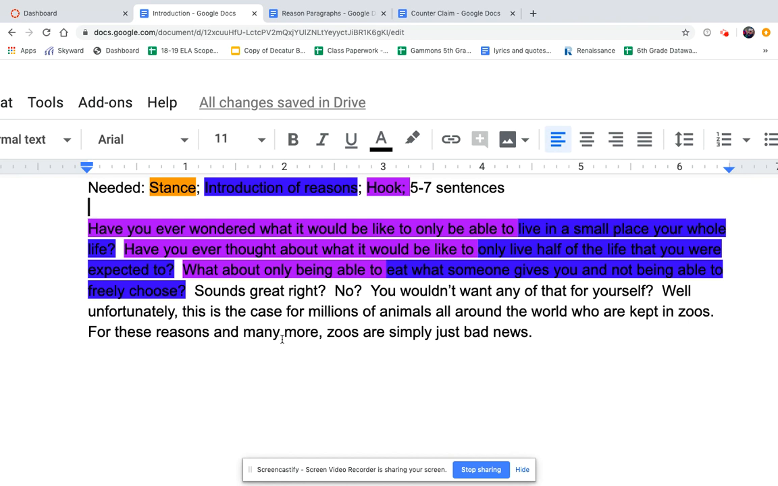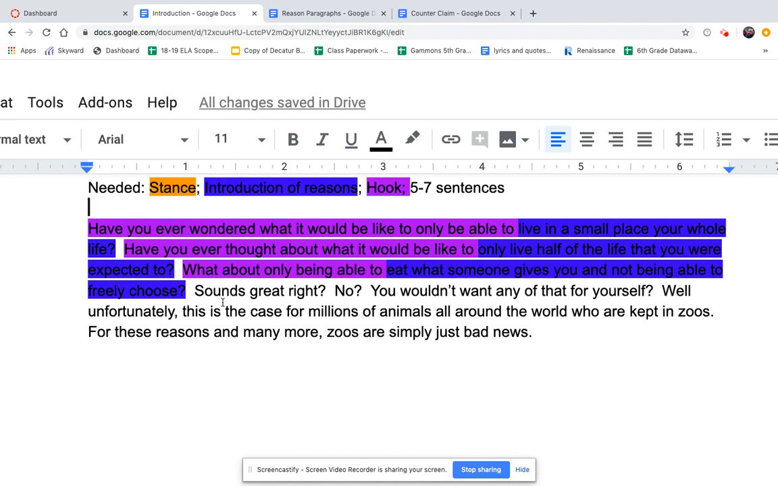Sounds great, right? No, again, that's actually kind of hooking them into it, but it's just kind of throwing those things in there. It's giving me a few extra sentences just to make sure that I have everything that I need, even the little short sentence, no. It's something that makes the person think. You wouldn't want any of that for yourself.